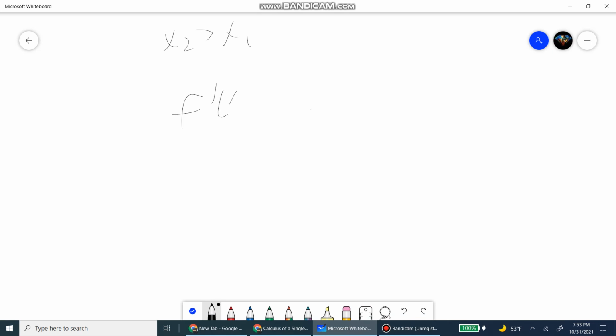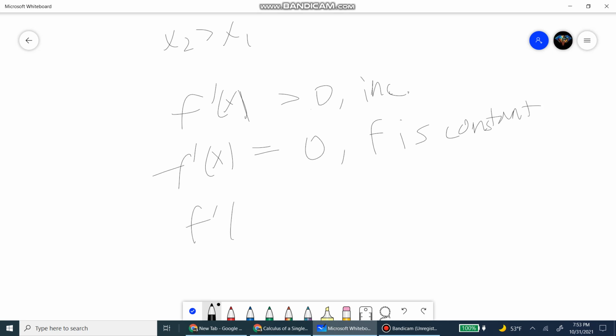So if f prime of x is greater than 0, then increasing. I know it's saying for all x in a to b, and f is increasing on that interval a to b. But in general terms, f prime of x is greater than 0, increasing. If f prime of x is equal to 0, then f is constant. If f prime of x is less than 0, then decreasing.